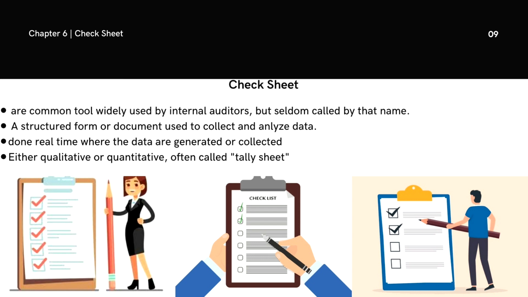Cheat sheets are a common tool widely used by internal auditors but seldom called by that name. It is a structured form or document used to collect and analyze data. This is often done in real time where the data are generated or collected. The information collected can be either qualitative or quantitative, and the form is sometimes called a tally sheet because the data are often used to track and count the number of instances of various phenomena associated with the review being performed. Cheat sheets provide a tool to consistently capture information about transactions examined.